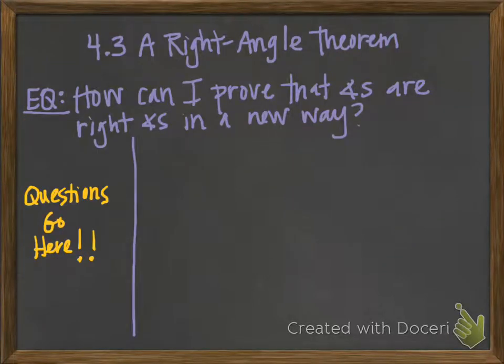4.3 is called a right angle theorem. The essential question is, how can I prove that angles are right angles in a new way? So we've already proved that we've got right angles in a couple ways. We know altitudes give us right angles. We know perpendicular gives us right angles. So let's learn another way.